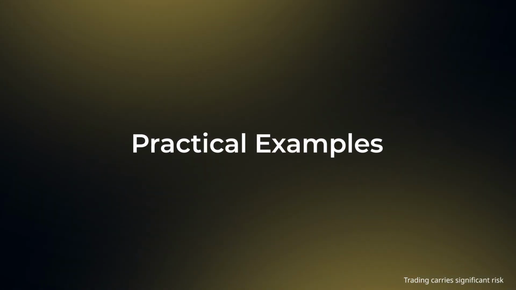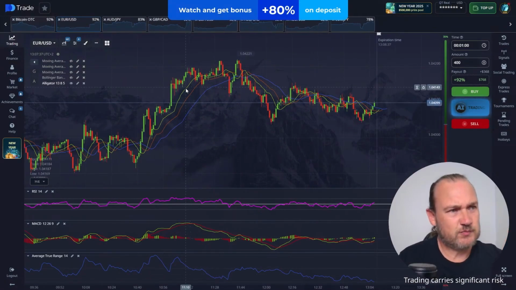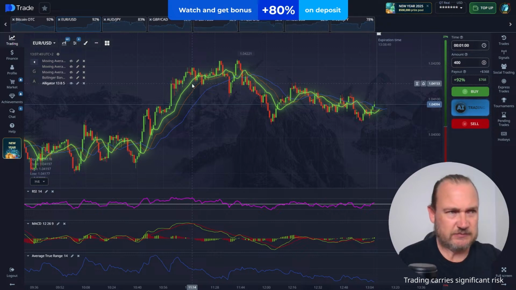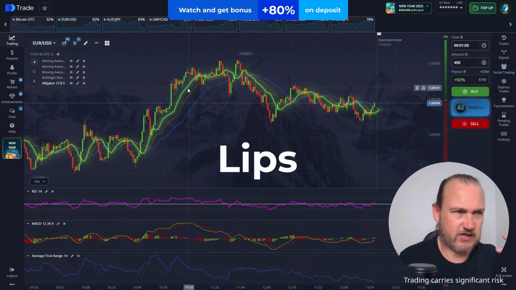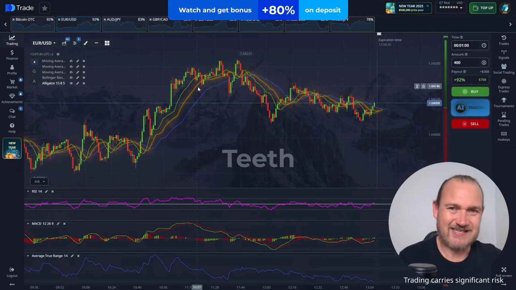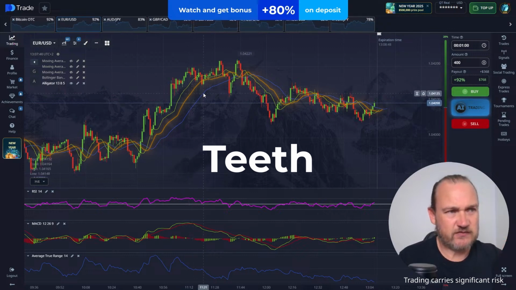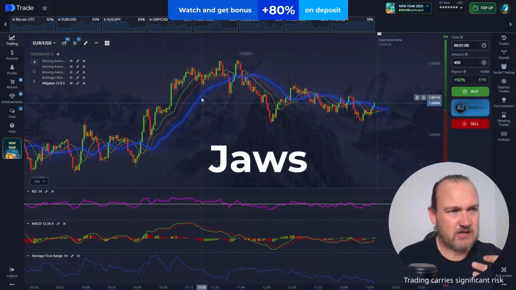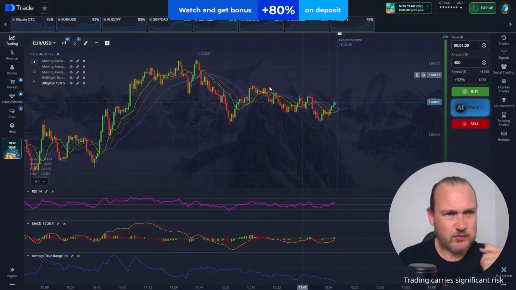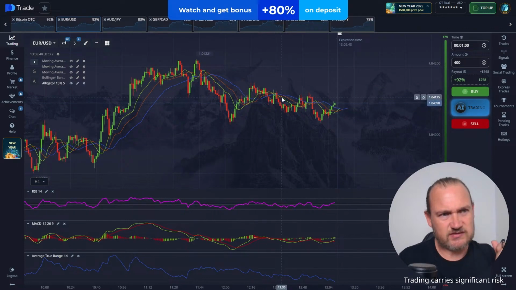On my main chart here, I've got the Alligator loaded. The green line will be your lips, or the 5 period moving average. The brown line here is the teeth, and that's the 8 period moving average, and then the blue line would be the jaw, and that's the 13 period moving average. This will be a sleeping period where the lines are intertwined and there's no clear direction.